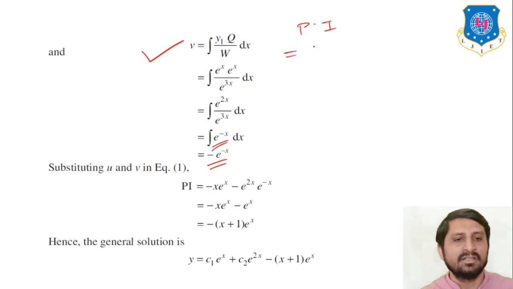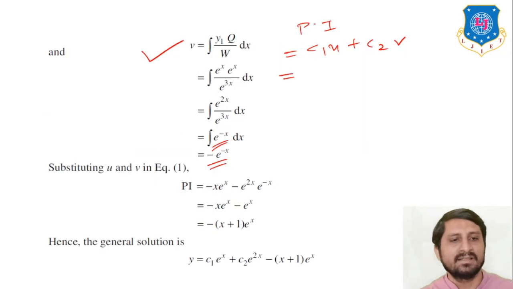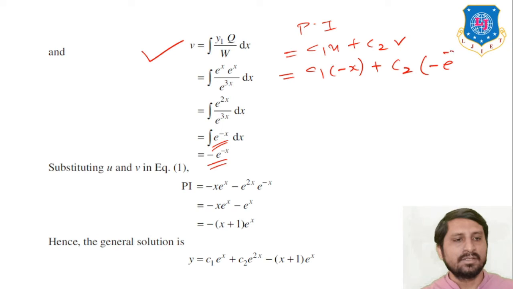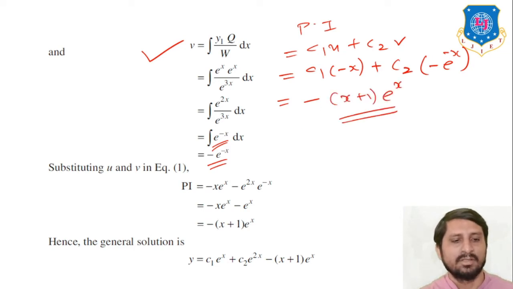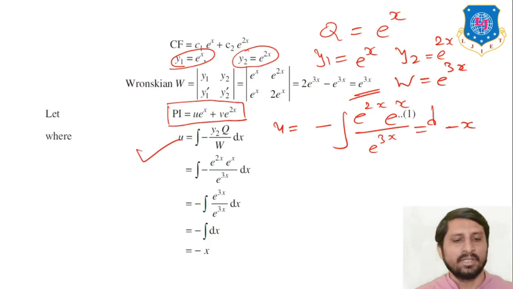So the particular integral, we know, is c1 u plus c2 v. Here u is minus x, so c1 into minus x plus c2 into minus e raised to minus x. Minus will be common, so minus x e raised to x, so minus x plus 1 into e raised to x. That is your particular integral.